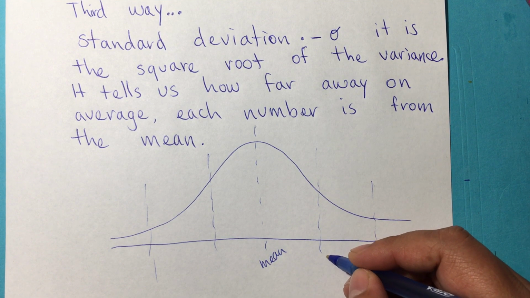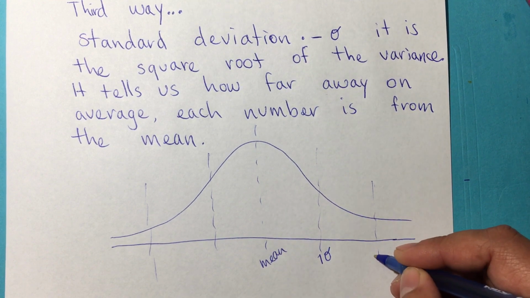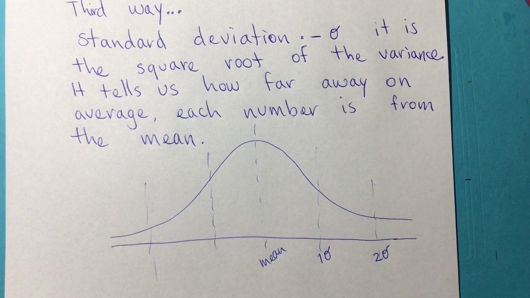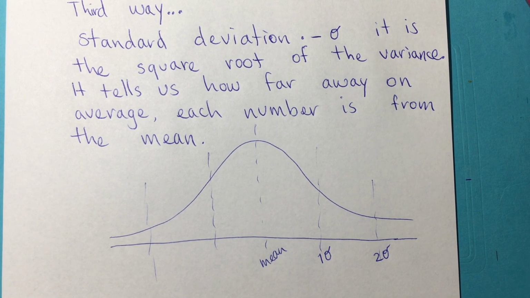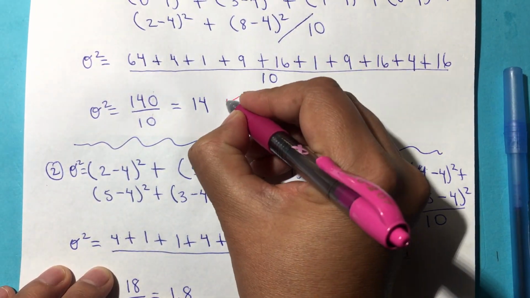Okay, so in here, this will be the mean, and then in here you have 1 standard deviation, 2 standard deviations, etc. For now, we're just going to find what the standard deviation for our data set is. So that's the variance, right? This is the variance.